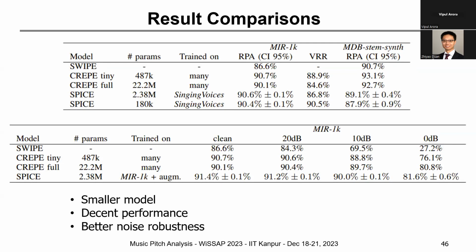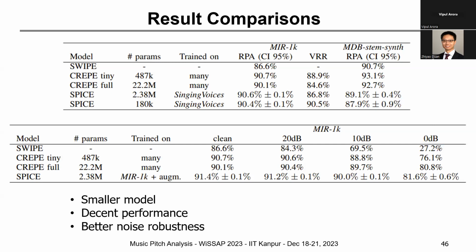So this is a comparison with CREPE. We can see the model parameter can be much smaller than the CREPE model. And the CREPE model, or supervised model, is trained on many different data sets. And the SPICE model is only trained on single voices. And this is a raw pitch accuracy. We can see the accuracy is comparable between the self-supervised learning and the supervised learning.